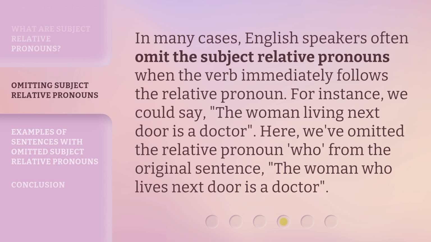In many cases, English speakers often omit the subject relative pronouns when the verb immediately follows the relative pronoun. For instance, we could say, "The woman living next door is a doctor." Here, we've omitted the relative pronoun, who, from the original sentence, "The woman who lives next door is a doctor."